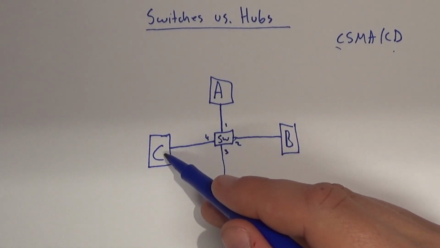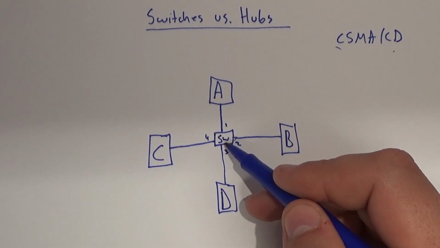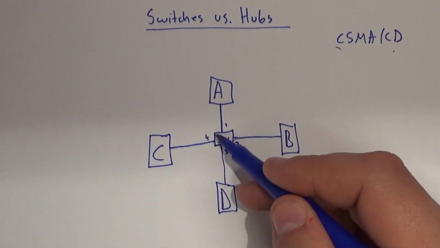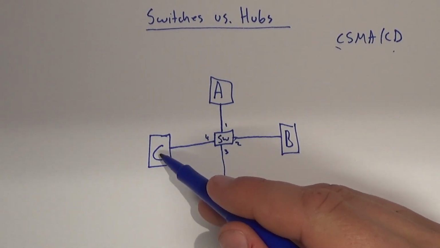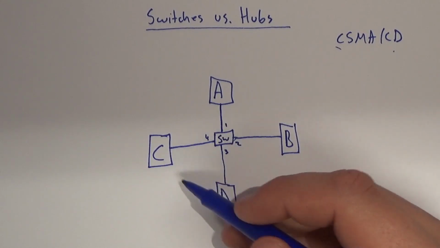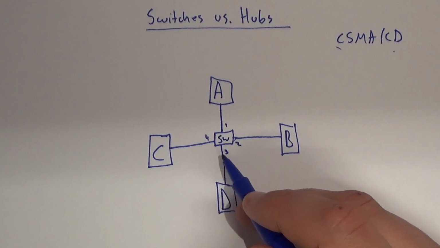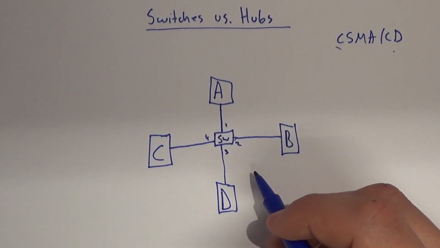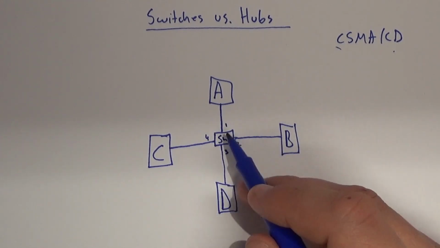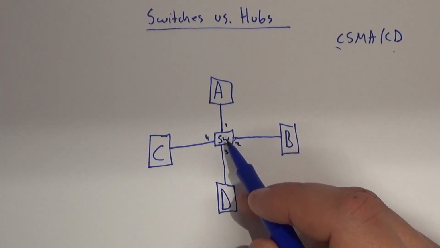Now the switch has seen traffic from C, and it can remember in its source address table that port 4 is the port that C is connected to. Okay, so that's the path to C. And so because of this, the switch now sitting in between all of these devices and connecting these conversations, it also has the ability to buffer frames.